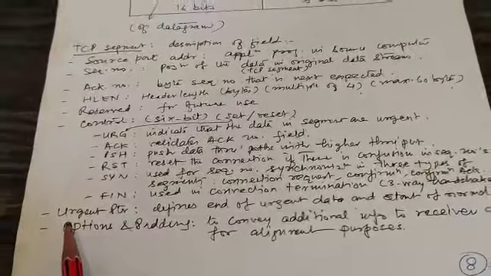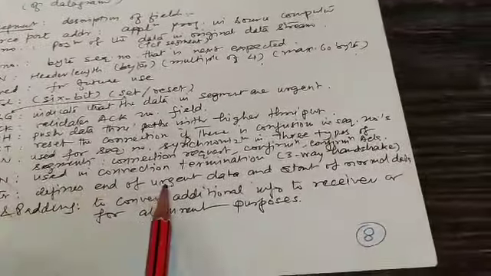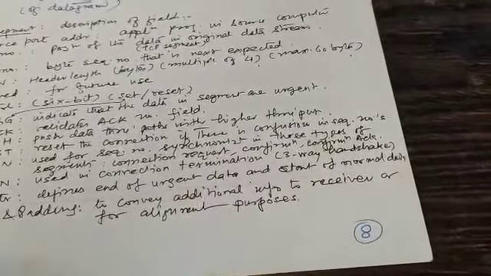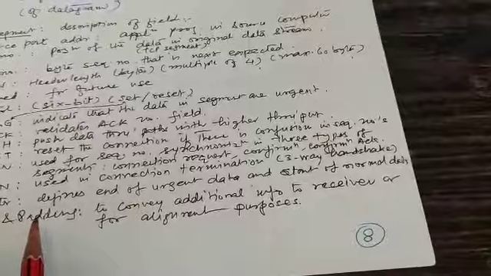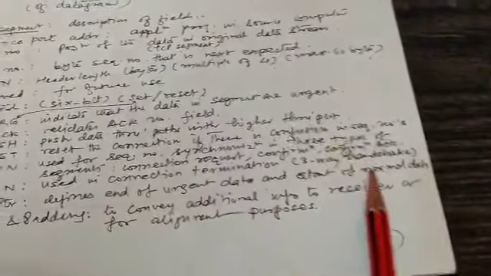Then we have the next field called the urgent pointer. This defines the end of the urgent data and start of the normal data, in case there was urgent data.